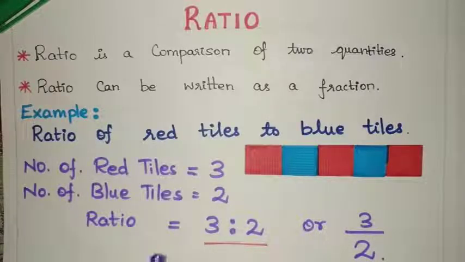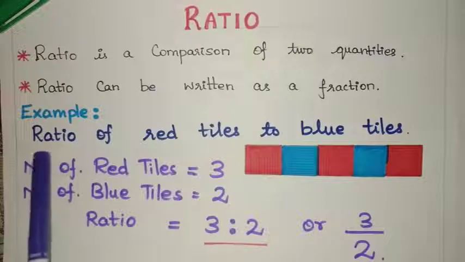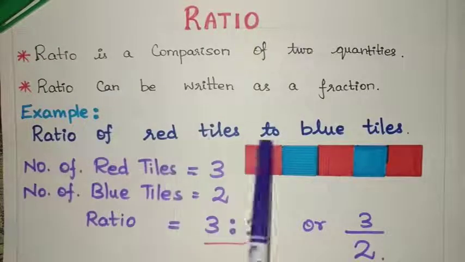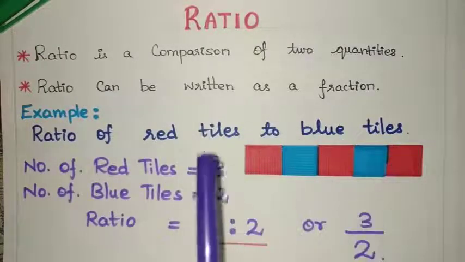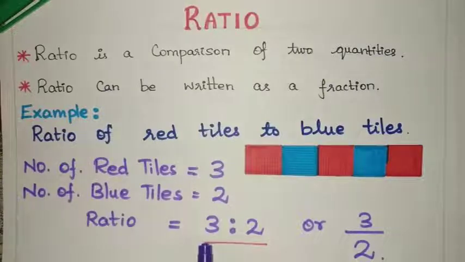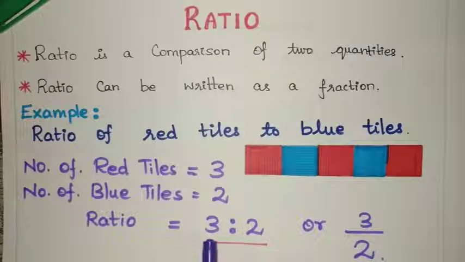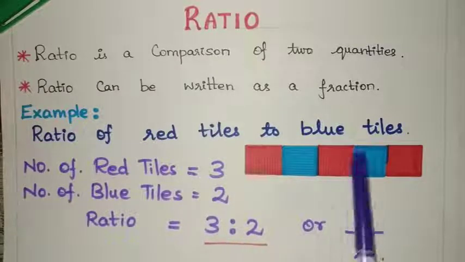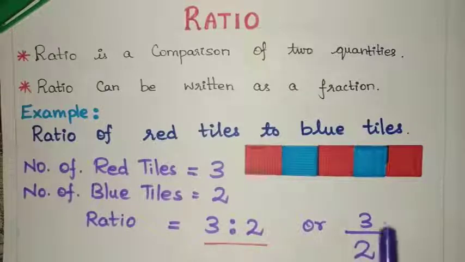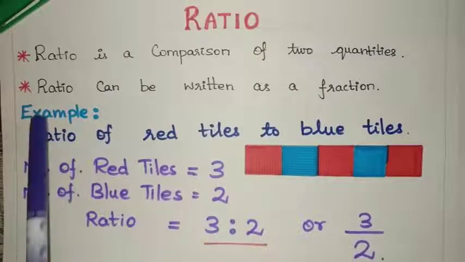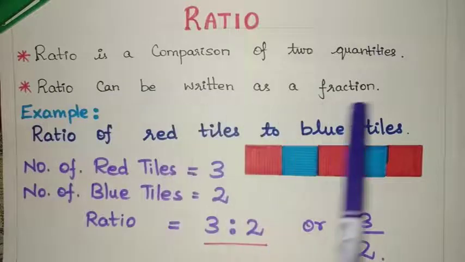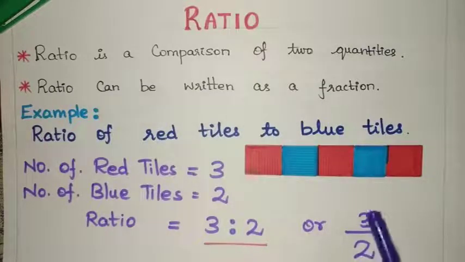So let's write the ratio. Question is ratio of red tiles to blue tiles. So you have to write the number of red tiles first and then blue tiles. So the number of red tiles is 3. So I am writing 3 first and then is to 2. So we can write it as 3 by 2 also, because ratio can be written as a fraction. So I am writing it as 3 by 2. It's clear?